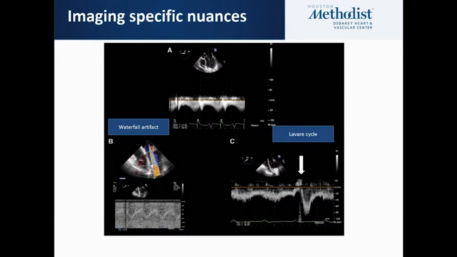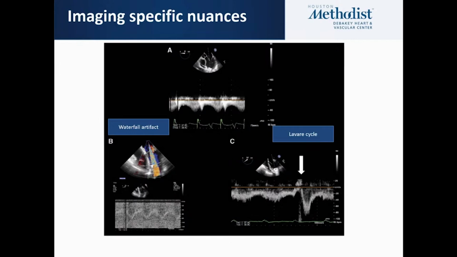Particularly some of the other imaging-specific nuances for LVAD patients are that they do have these artifacts, particularly from the metallic device. I call it the waterfall artifact, and we usually see that more in HVAD. It looks almost like either it's snowing on the Doppler or there's a waterfall on the color imaging. So this is one thing to consider.